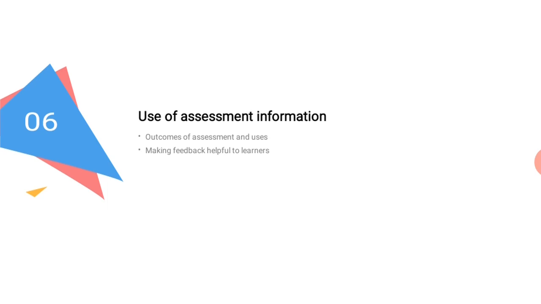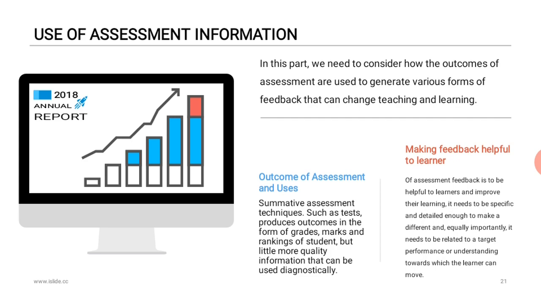Next is about use of assessment information. There are two points that we will discuss. The first is outcomes of assessment and uses, and the second is making feedback helpful to learners. Use of assessment information. In this part, we need to consider how the outcomes of assessment are used to generate various forms of feedback that can change teaching and learning. The first is outcome of assessment and uses.